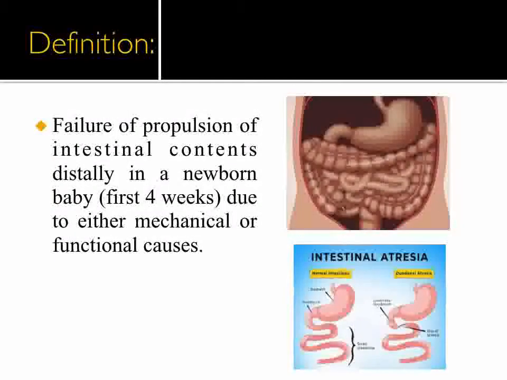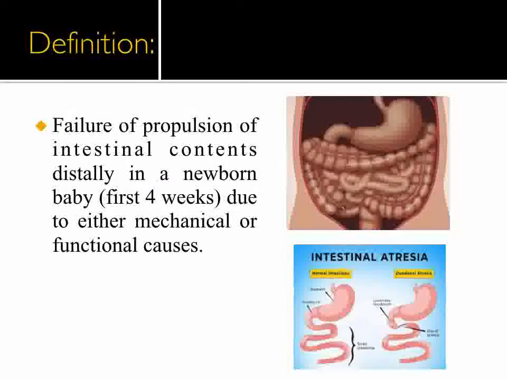Intestinal obstruction means failure of propulsive movement of the intestine that pushes the intestinal contents distally from the stomach down to the rectum and the anal canal. A neonate is a newborn baby during the first 28 days of life. So, neonatal intestinal obstruction can be defined as failure of propulsion of the intestinal contents distally in a newborn baby during the first 4 weeks of life. This condition may be due to either mechanical or functional causes.